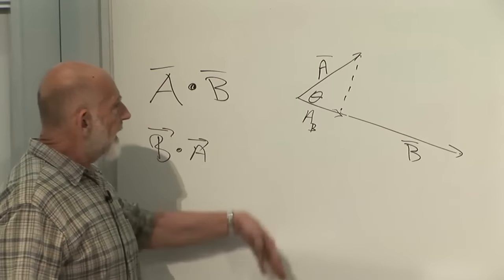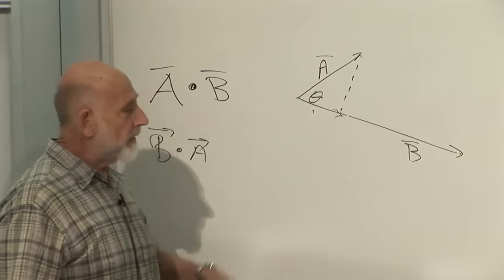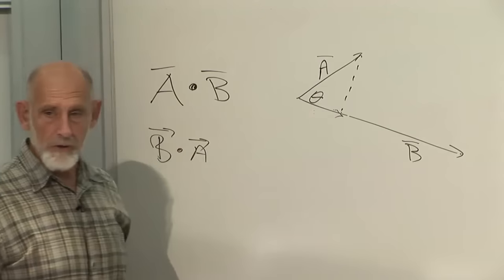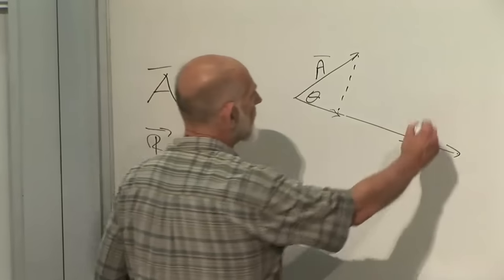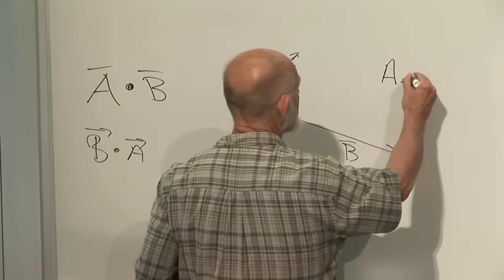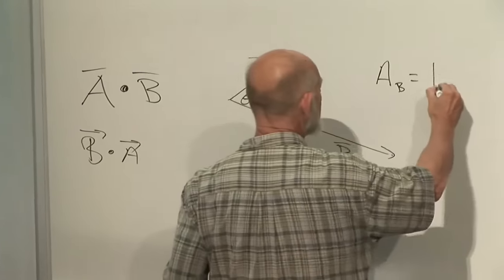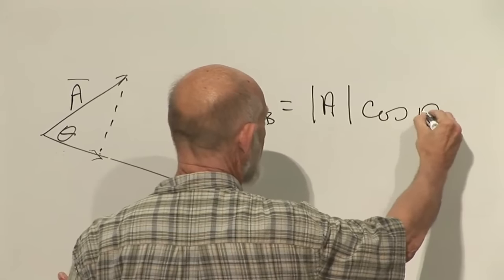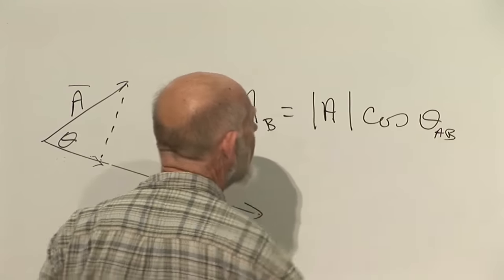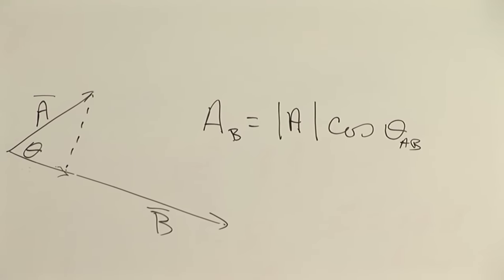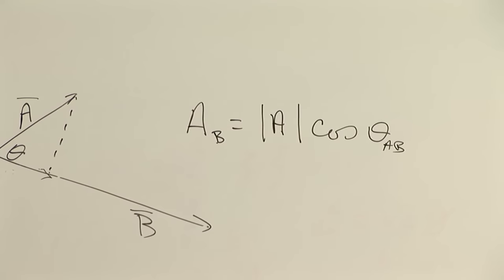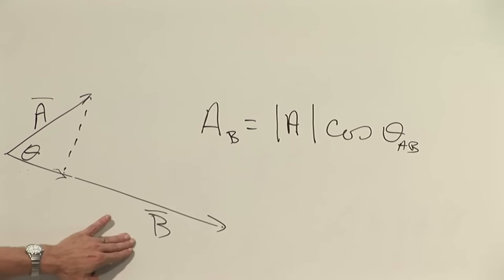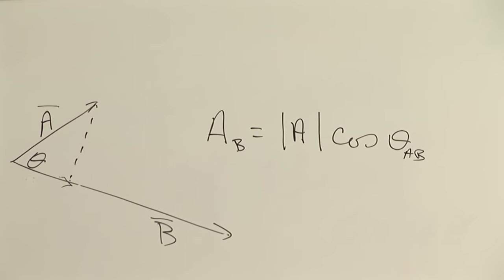The magnitude of A is the length of A. The magnitude of B is the length of B. What is the component of A along the B axis? A sub B is equal to the magnitude of A times the cosine of the angle between them, right? Let's call it theta AB. Theta is now an angle, the angle between A and B. That's the component of A along the B axis. We now multiply that by the magnitude of B to get the dot product.